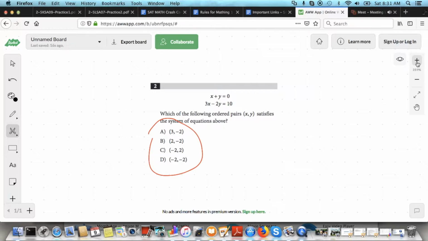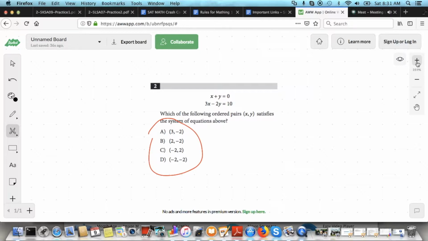Do we have to go over this one? Or can we skip it because we've done one just like it? Does anybody need to go over it? We can go over it if we need to. I'm going to take that as a no.